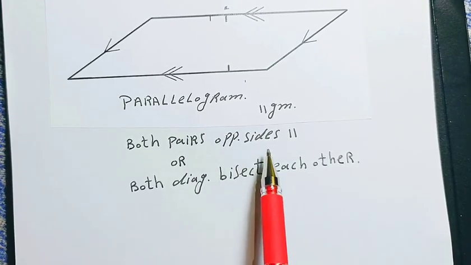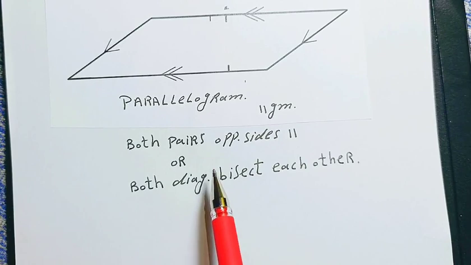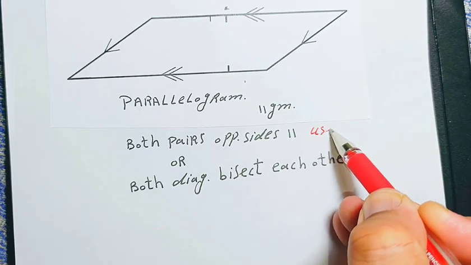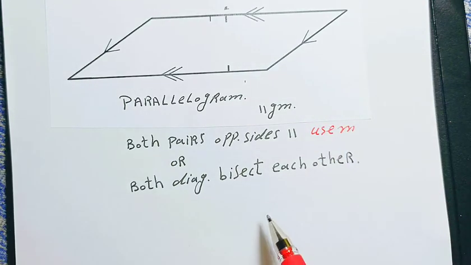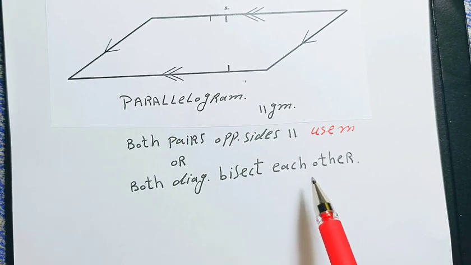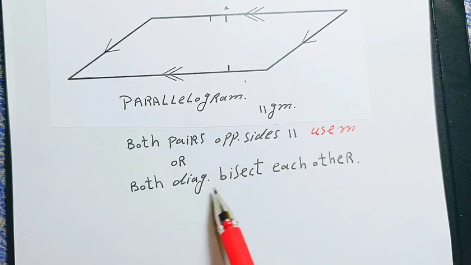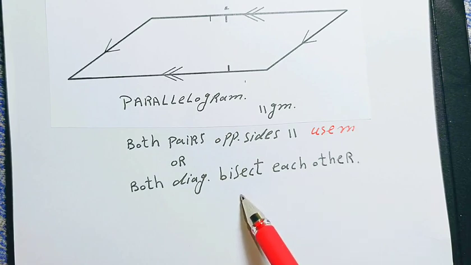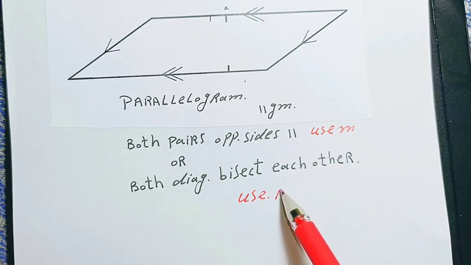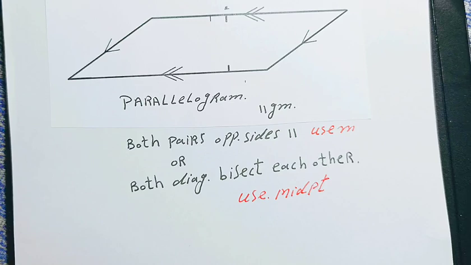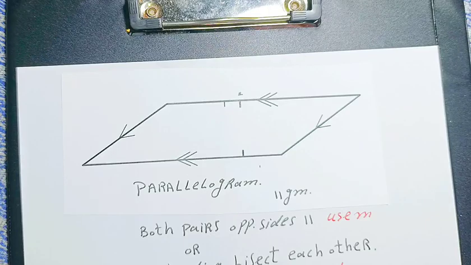So if you want to use the approach of both pairs of opposite sides being parallel, then we're going to use the gradient formula, because with the gradient formula we can prove that both sides are parallel. Or the second approach, you can do both diagonals bisect each other, and then we're going to use the midpoint formula. So remember, if you want to prove that both diagonals bisect each other, then we have to use the midpoint formula. I'm going to show you the diagonals now.